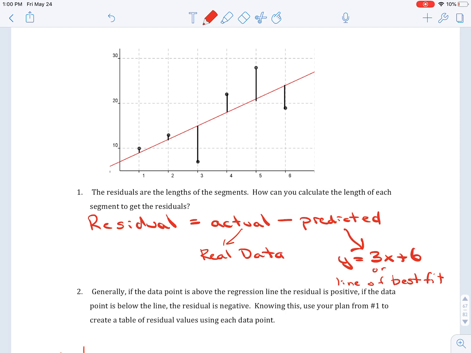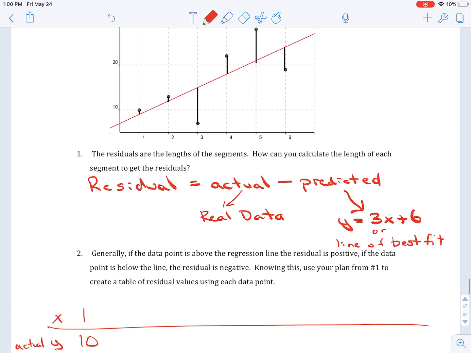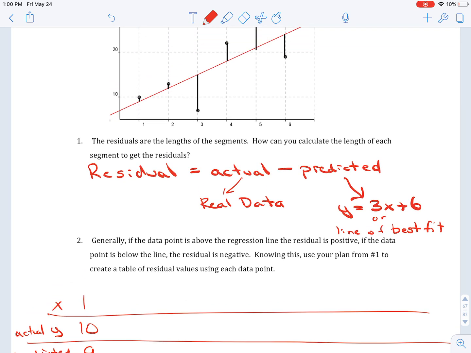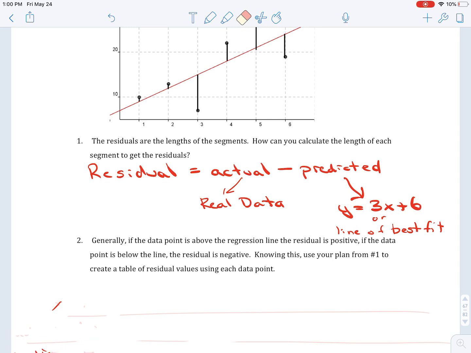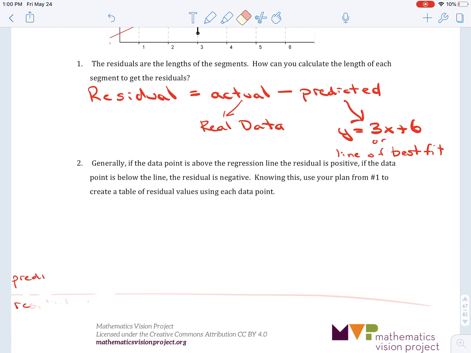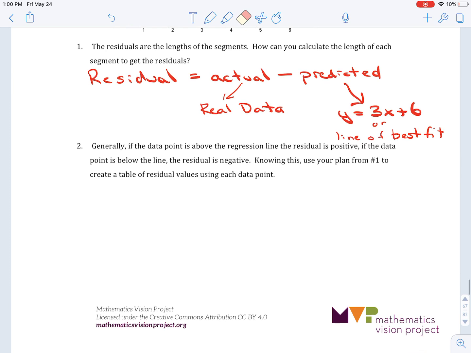Problem number 2. Oops. Oh no. I did this task before I made the video, so let me, without giving away the answers. Anyway, that's what it's going to look like.